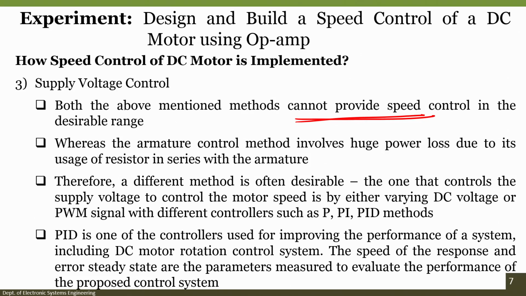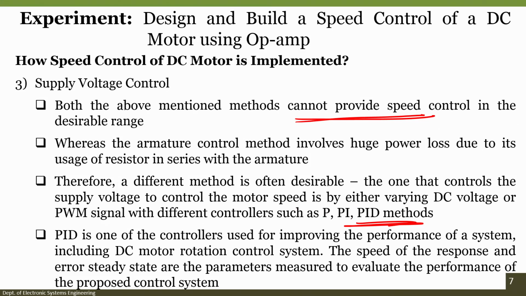The one that controls the supply voltage to control the motor speed is by either varying the DC voltage or using a pulse width modulation signal with different controllers, such as proportional controller, proportional integral controller, and proportional integral derivative controller. So, there are several methods that we can use. Now, PID is one of the most preferred among all three methods, which are P, PI and PID. PID is one of the controllers used for improving the performance of a system, including a DC motor rotation control system.